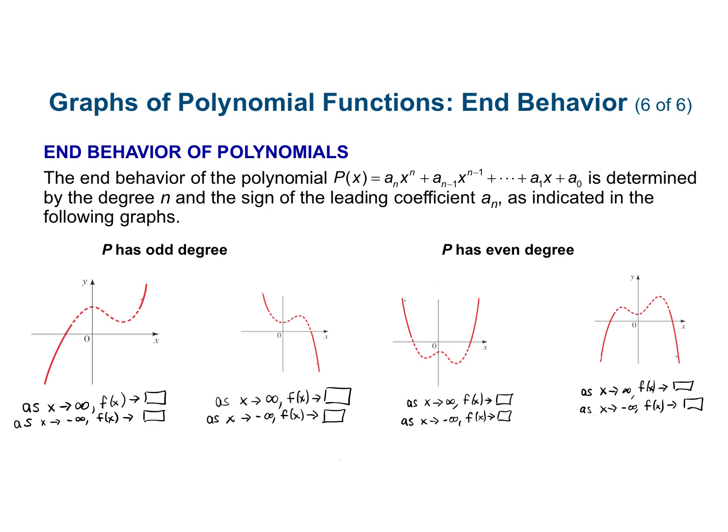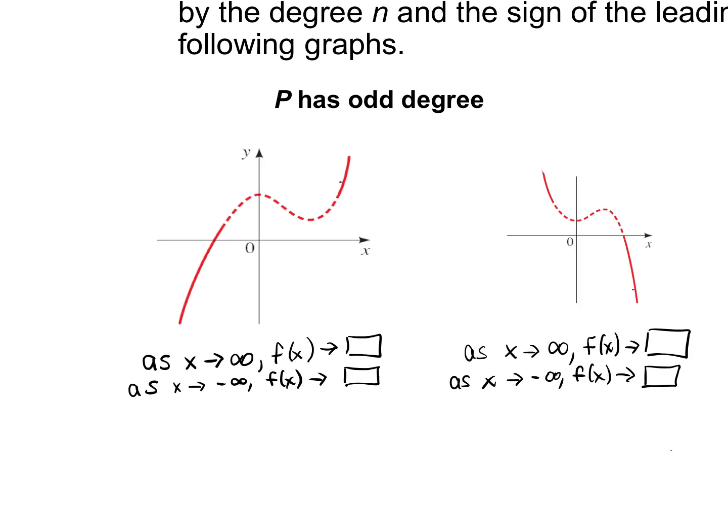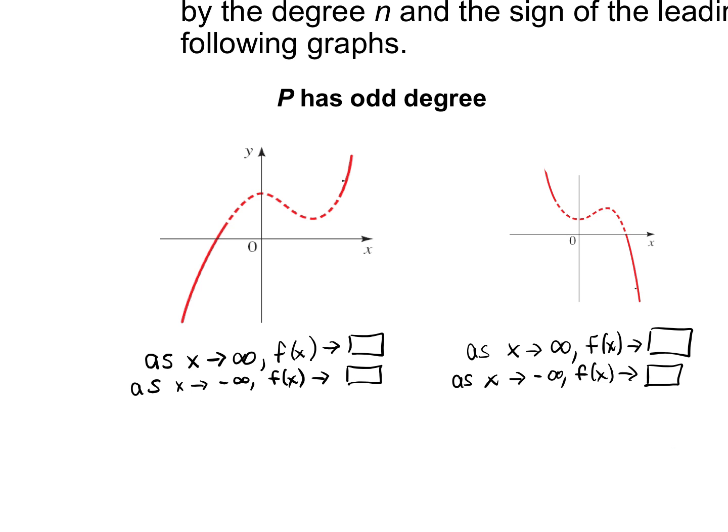The end behavior of the polynomial P of x equals a n x to the n plus a n minus 1 x to the n minus 1 plus, in between, a1 x plus a0, is determined by the degree n and the sign of the leading coefficient a n, as indicated in the following graphs. So we have this first graph where P has an odd degree. The part in the middle is dashed because we have no idea what it looks like. We just know it's odd.